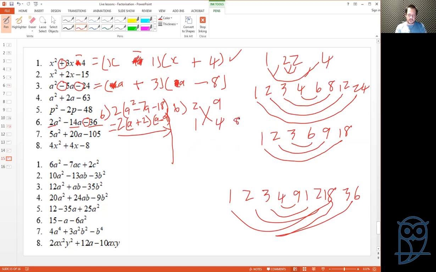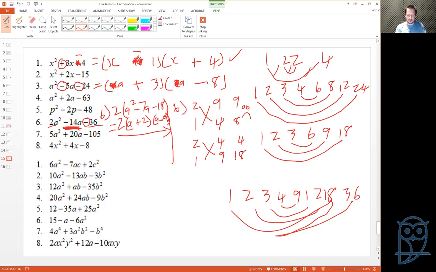2 times 4 is 8. 1 times 9 is 9. 9 and 8, not going to give me 14. All right, maybe I just need to swap them around. 2 times 9 is 18. 1 by 4 is 4. 4 and 18 can definitely give me 14.